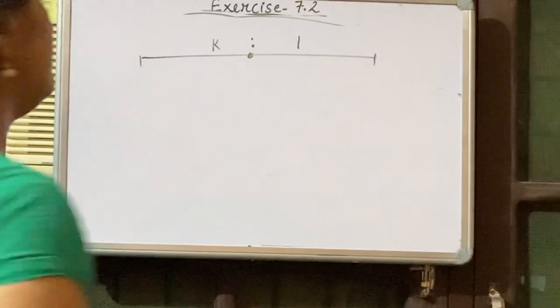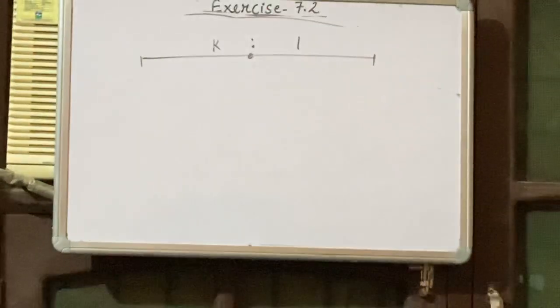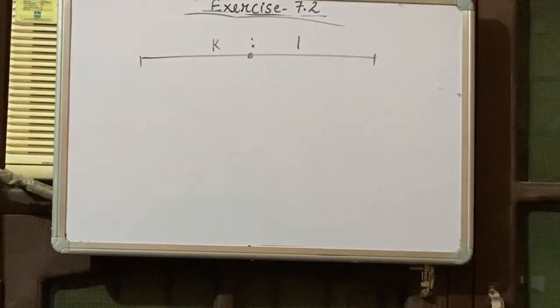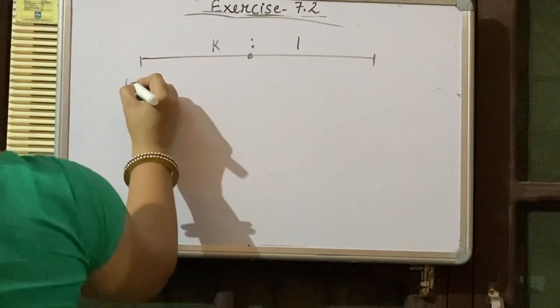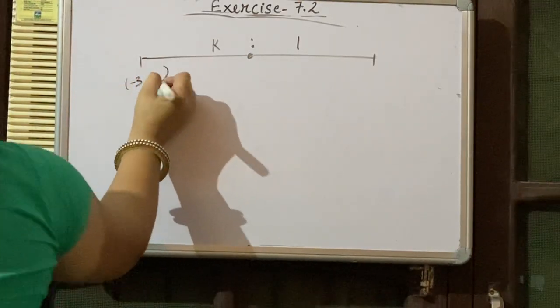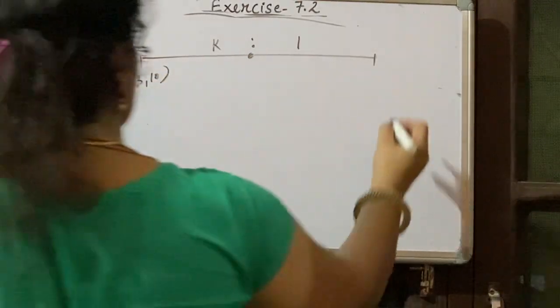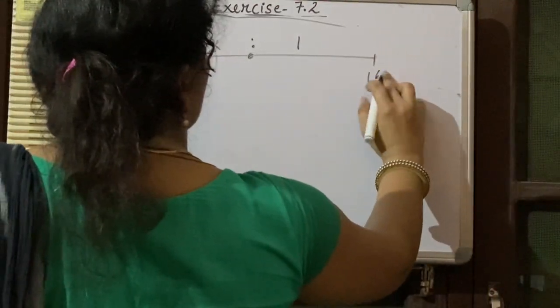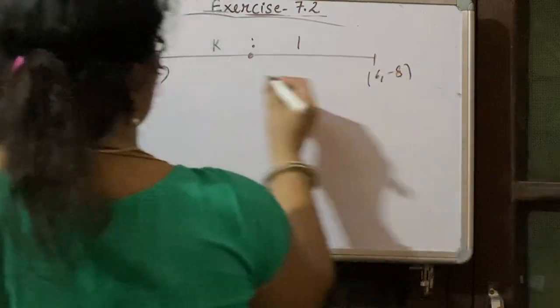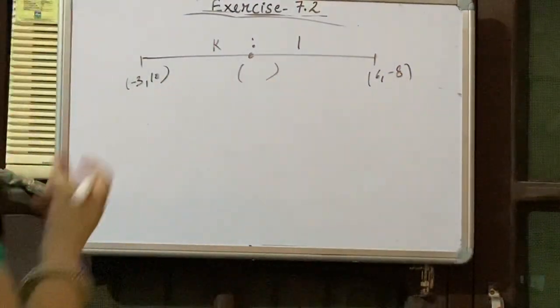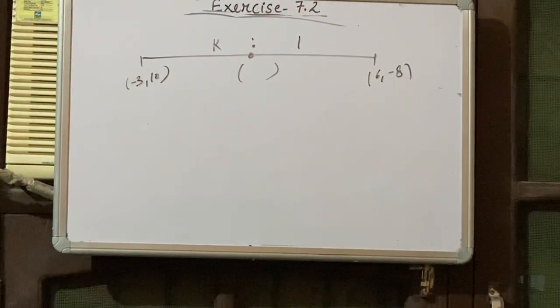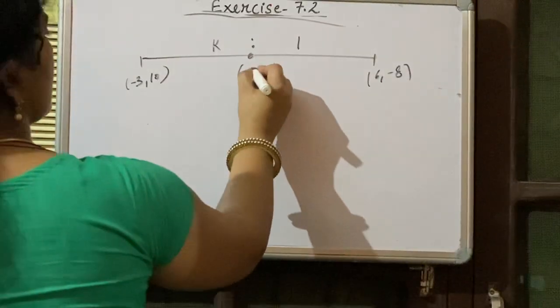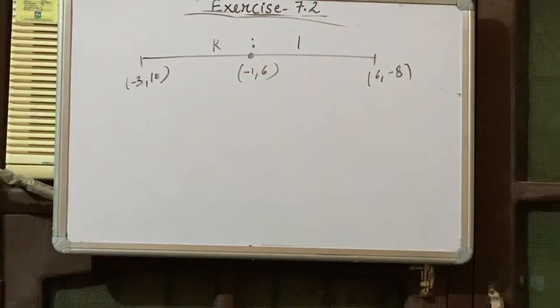Points are: first point is -3 and 10. Second point is 6 and -8. The third point, which divides this line segment, that is -1 and 6.